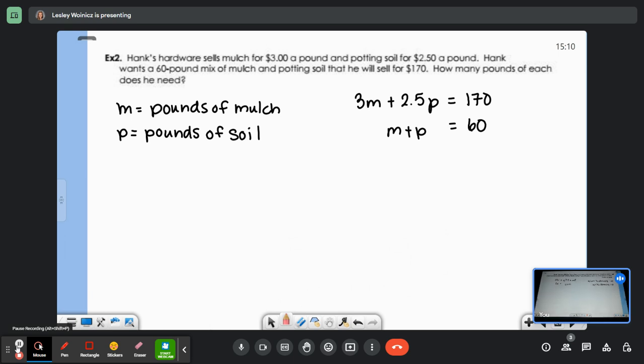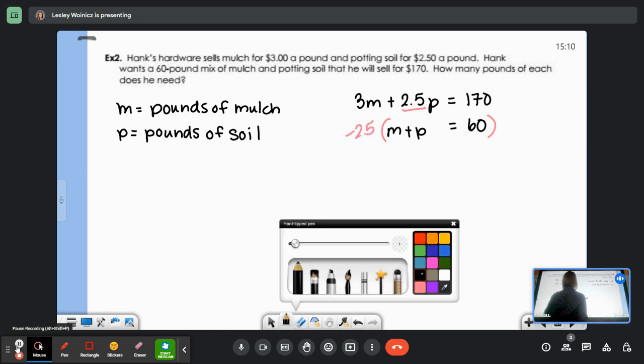All right, so do you want to cancel the M's or the P's? The P's? Okay. So I have a positive 2.5p. How am I going to cancel a positive 2.5p? I need a negative 2.5p, right? Okay, so I'm going to multiply my entire equation 2 by negative 2.5.